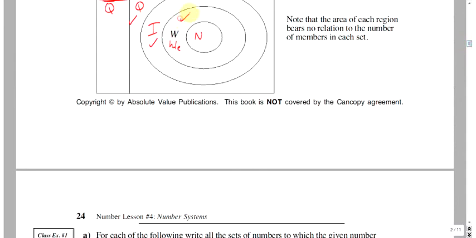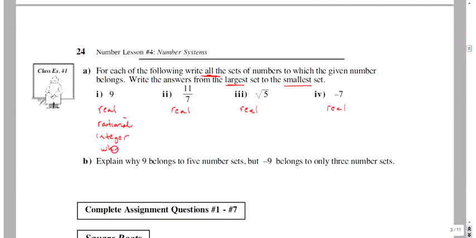Yeah, for sure. It's 0, 1, 2, 3, 4, 5, 6, 7, 8, or 9. And is it a natural number? Yeah, you can count 9 rocks, can't you? Okay, lots of sets here. 11 sevenths. You know it's a real number. Is it rational or irrational? Can you write this as a fraction? It already is a fraction. That means it is definitely rational.